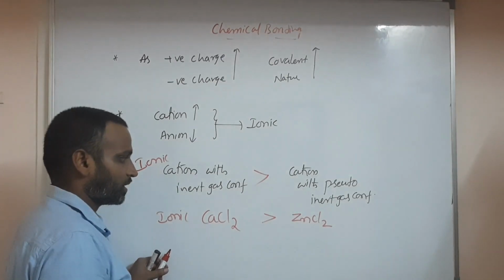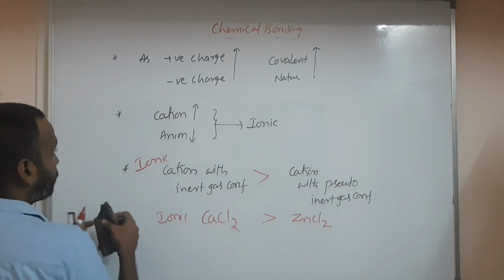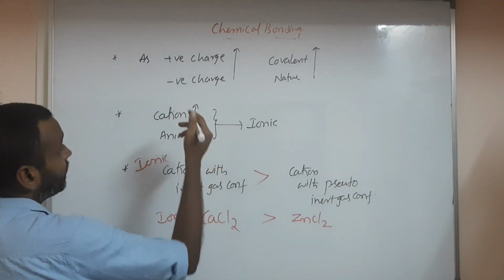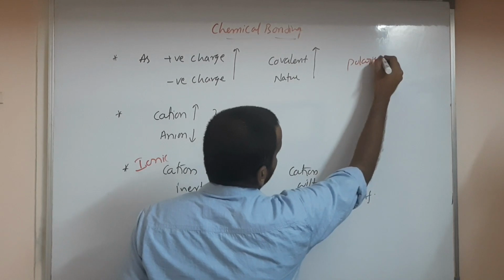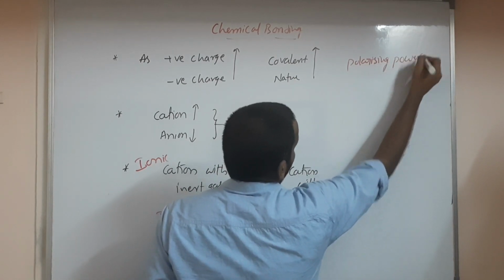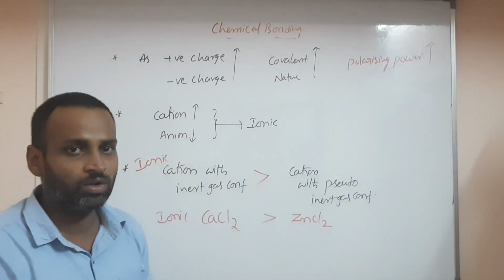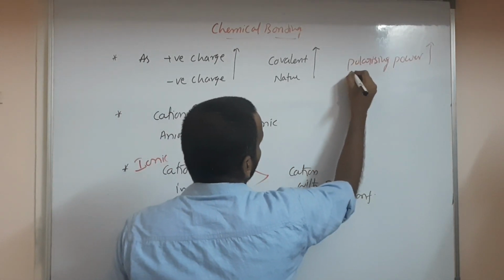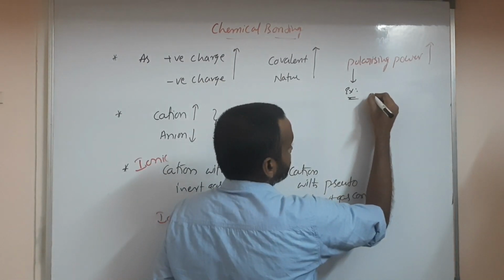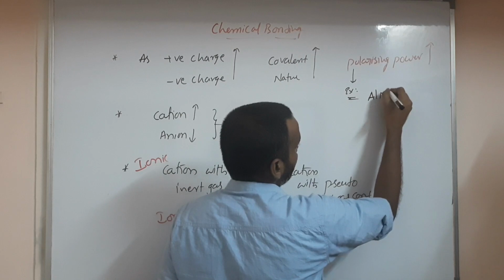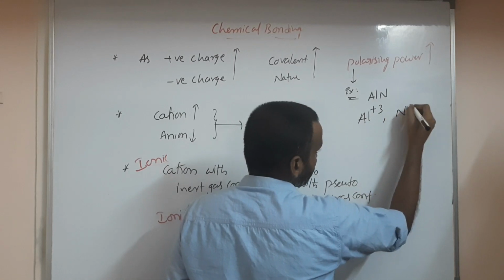Very important. Understood, everyone? So these are Fajan's rules, and we have to understand them. One more thing: if positive charge increases and negative charge increases, then polarizing power increases. What is polarizing power? They will ask you which of the following has more polarizing power. I will give you an example. Suppose aluminum nitride, AlN: aluminum plus 3 and nitrogen minus 3.